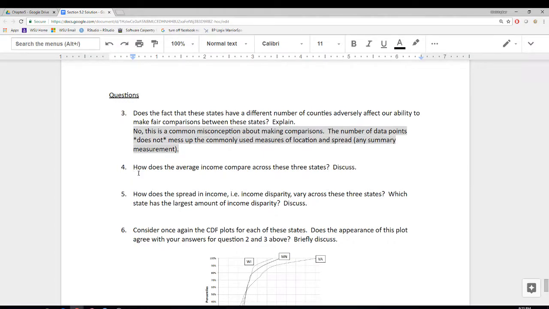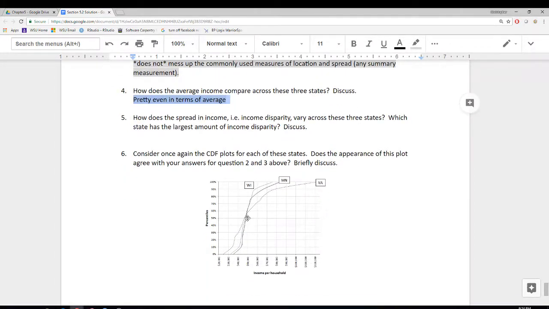So number 4, how does the average income compare across these 3 states? Okay, these are pretty even in terms of average. We talked about that actually in the last section a little bit. You can see that from the CDF plot, the median here. Again, if you go across at the 50th percentile, that's the median, and drop down. Again, all of those are right around 47, 48, 49,000 or so.